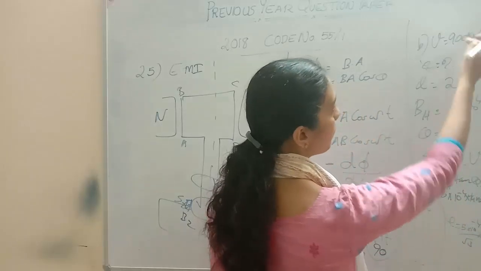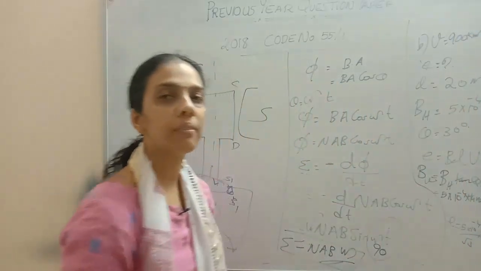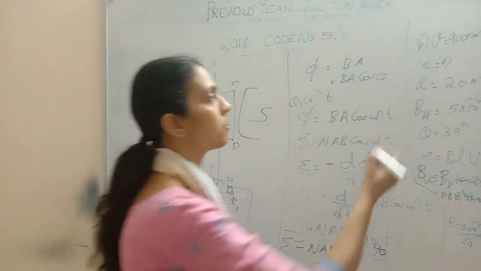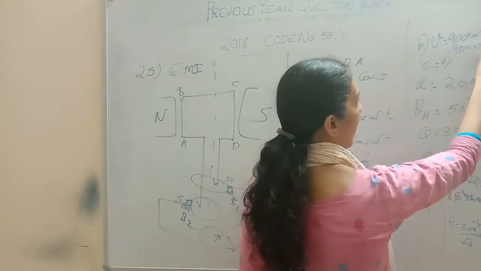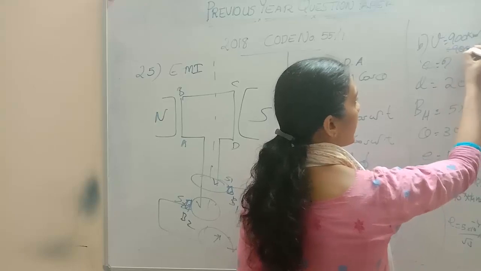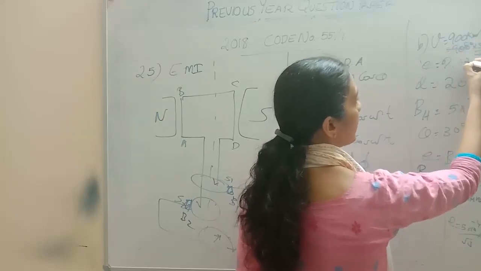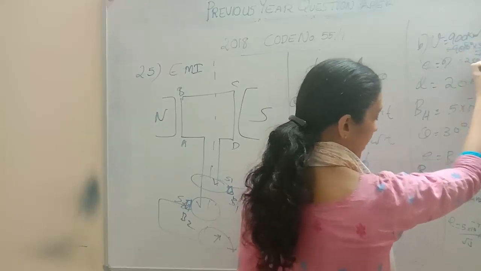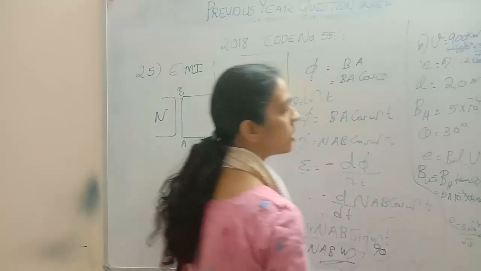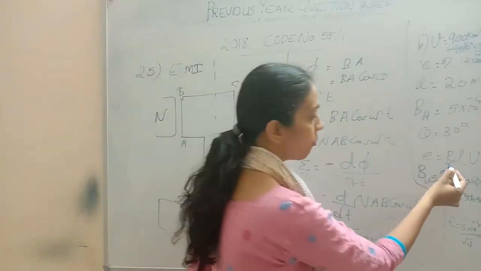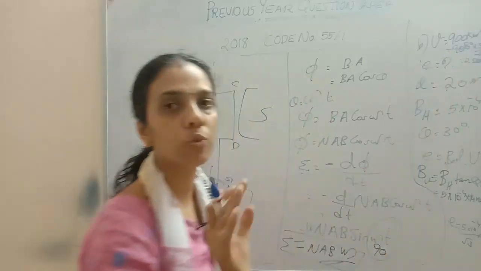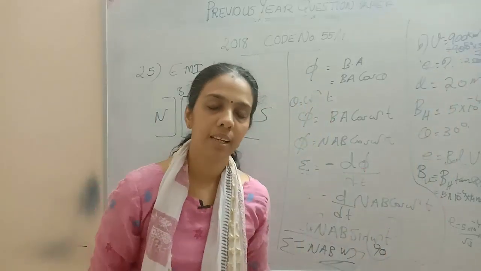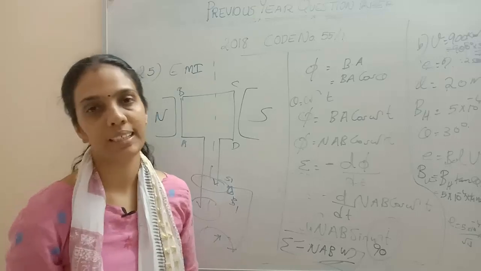L is 20 and V is 900 km per hour. You should convert it into meters per second. So it is 900 × 5 by 18, and you will get 250 meters per second. So you can substitute the values: L is 20 meters, V is 250 meters per second. By substituting and multiplying you will get the answer.